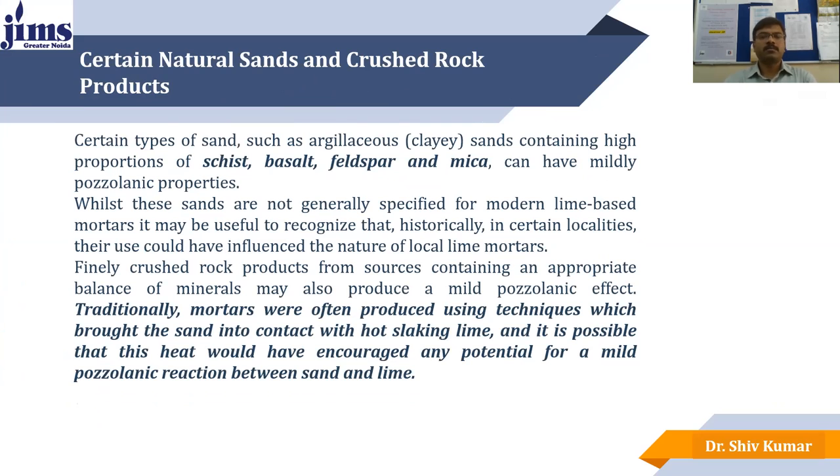They are schist, basalt, feldspar, and mica, which have some soluble properties, cementitious properties, and quite as an additive in the same. Traditionally, they were often removed using techniques which bore the sand to the contact with the porcelain. And it is possible that this heat would have encouraged a potential for a mild pozzolanic reaction between sand and lime.